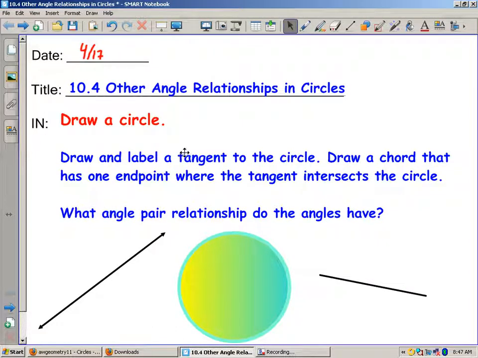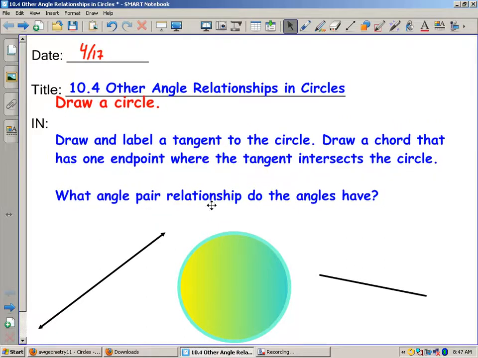Basically, we're going to start with the end today, and it says draw and label a tangent to the circle. So I'm going to move this up a little bit. I'm going to use this as my tangent, so I'm going to draw a tangent. There it is. It is tangent to one point.